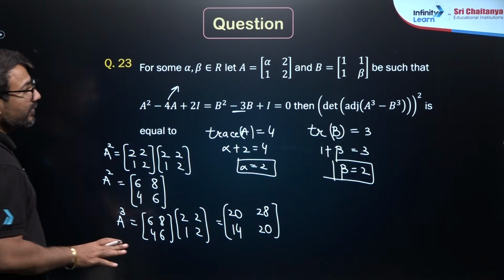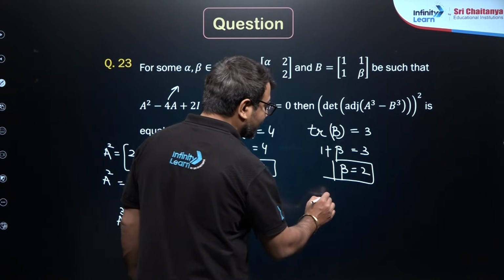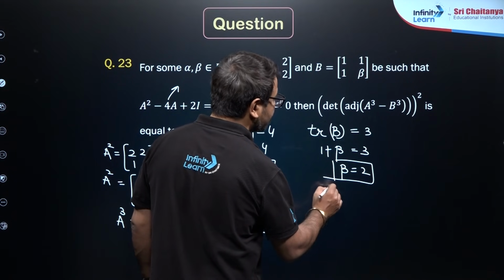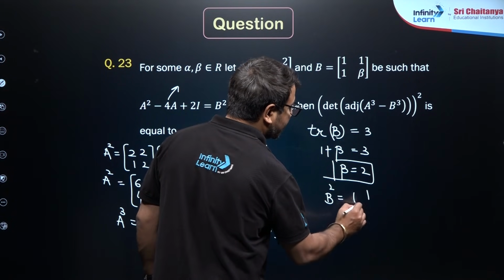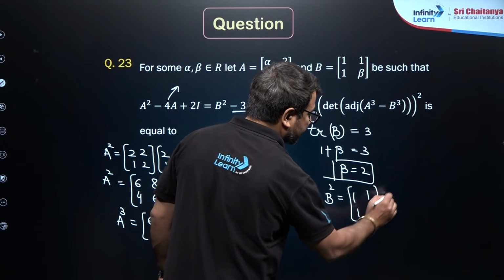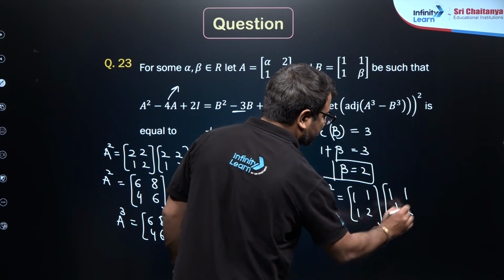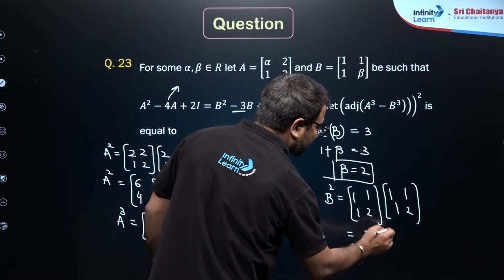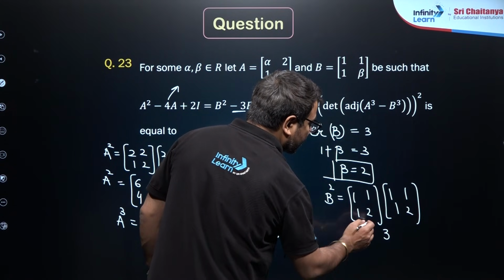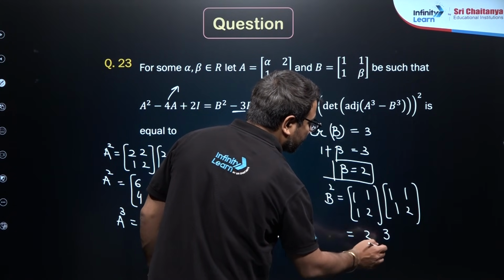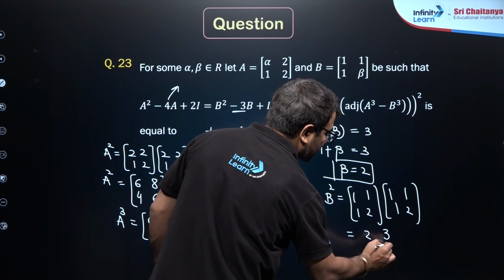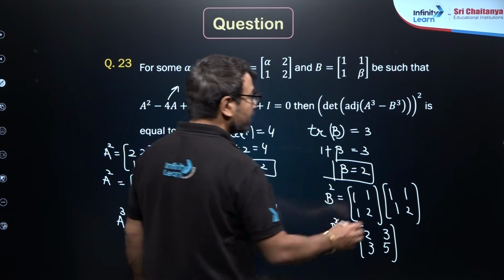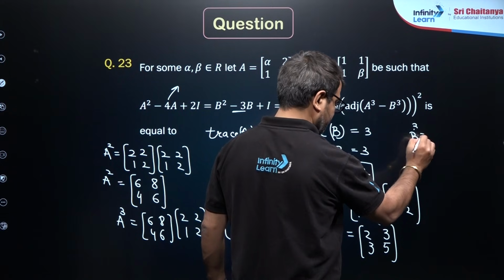Once you got A cube, then in the same way you will write B cube. So how will you find B cube? So first of all, B square by substituting beta value. One plus 1, 2. 1 plus 2, 3. 1 plus 2, 3. 1 plus 4, that is 5. This is B square.